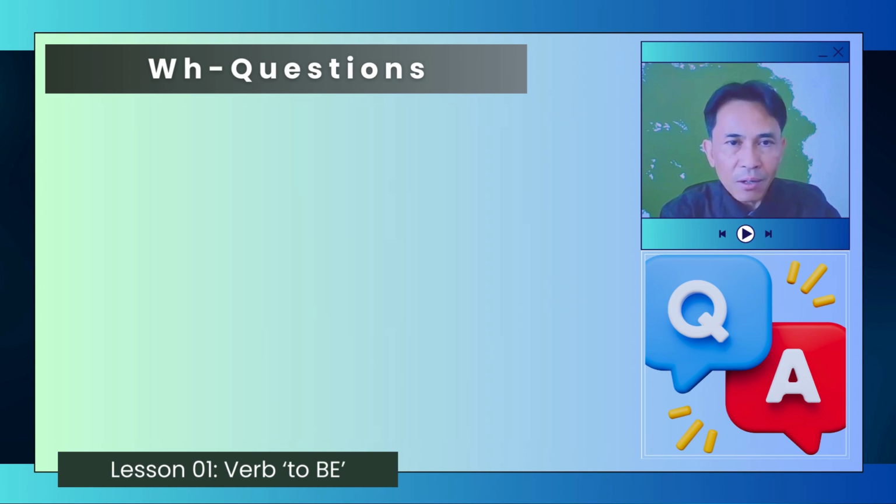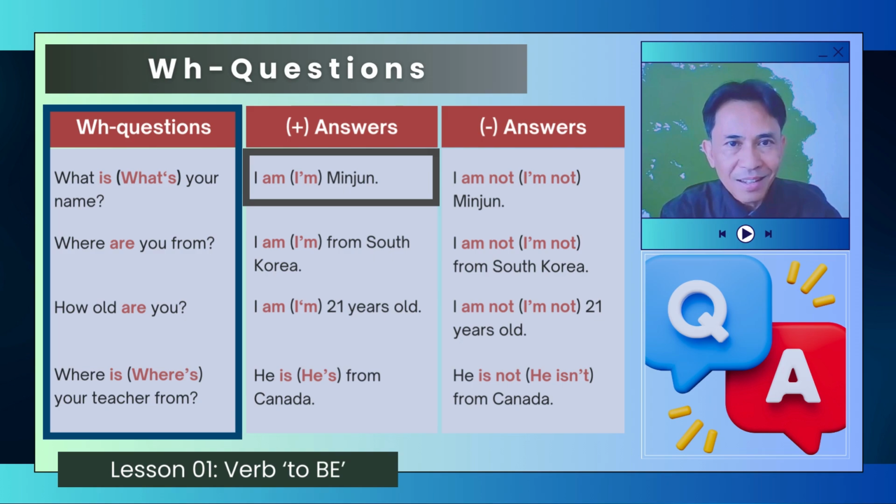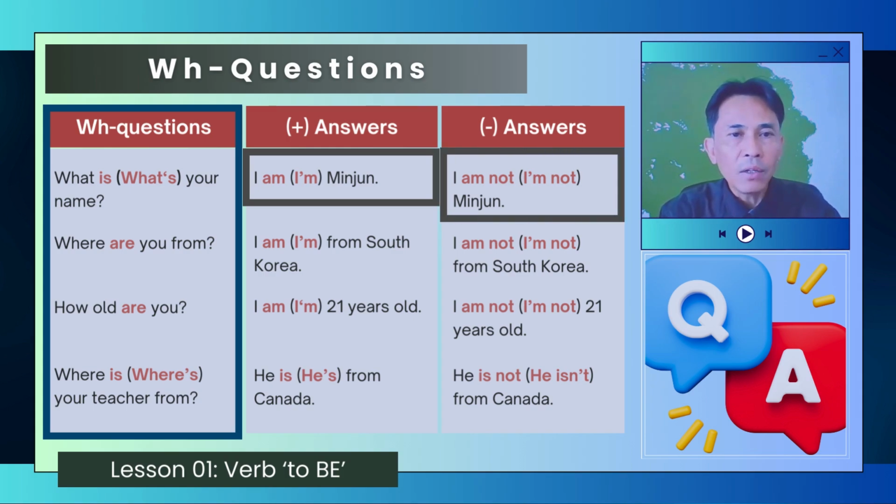Now, let's take a look at some examples here on how we can form these WH questions with the verb to be. Look at the left-hand column here. We have the WH questions. For example, what is your name? Now, we often contract or shorten the verb to be. So you can say, what's your name? We can say, I am Min Jun. Or you can shorten it and say, I'm Min Jun. Or you could say, my name is Min Jun. It's the same thing. It doesn't really matter. Now, for the negative answer, all you are going to have to do is add the word not. So, I am not Min Jun or I'm not Min Jun.